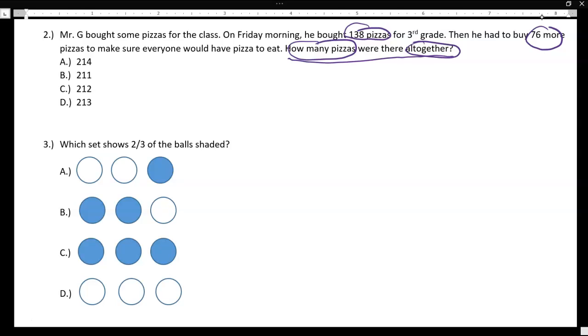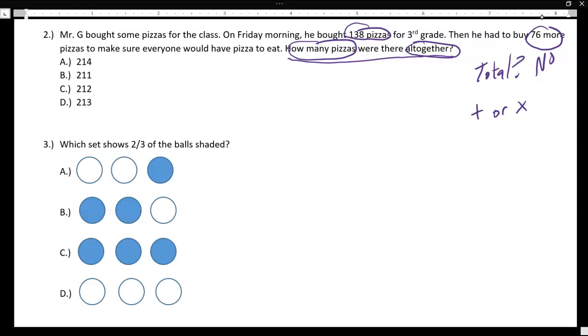So, let's do it this way. 138. Do we have a total? No, we don't, because he bought more. There is no total because he bought more, and then he had 76 more. So if we say no, we're going to multiply or add.